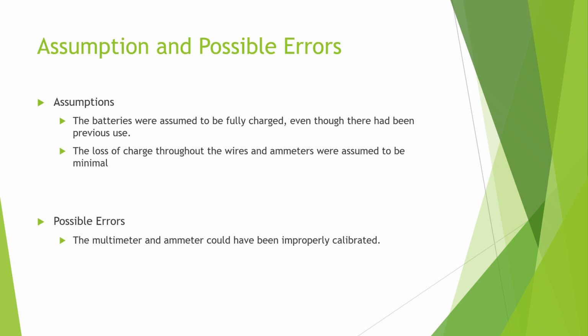Assumptions and possible errors. Assumptions were that the batteries were assumed to be fully charged even though there had been previous use, and the loss of charge throughout the wires and ammeters was assumed to be minimal. Possible error was using the multimeter and ammeter and them being improperly calibrated.